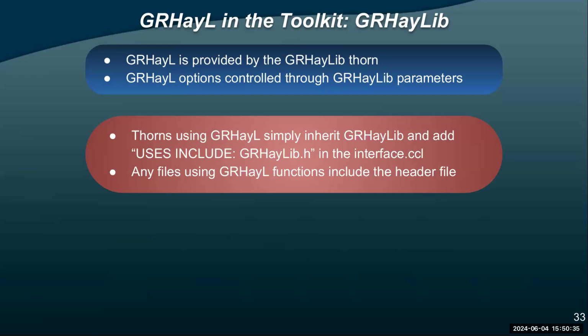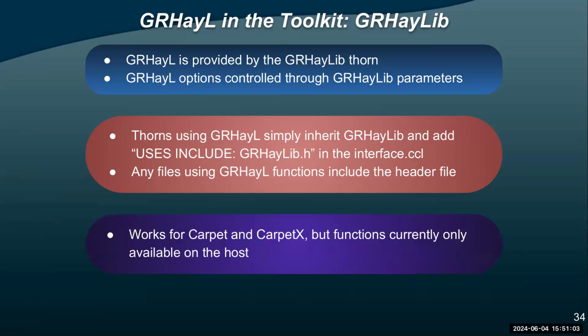I can see him grimacing, but I'm just going to ignore that. And so any files that use GRHayL functions can just include this header file and they have access. Don't worry, Roland, they do all have GHL underscore at the start of them at least. So there's some likelihood that they won't clash. If that makes you feel any better, I don't think it does.